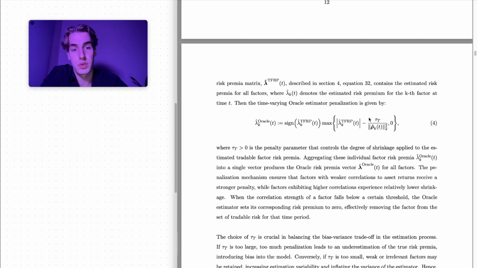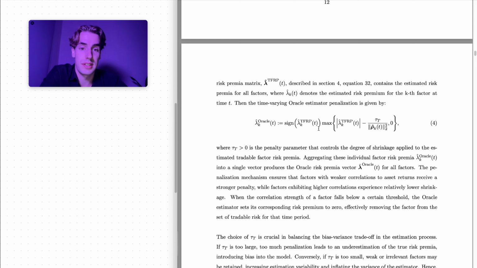So this will always also be a positive number. So we always subtract a positive number, which means that the oracle estimator is always smaller than the risk premia for the tradable factor risk premia. And 0 is the lower bound. It can never be lower than 0, because we choose the maximum of these two.